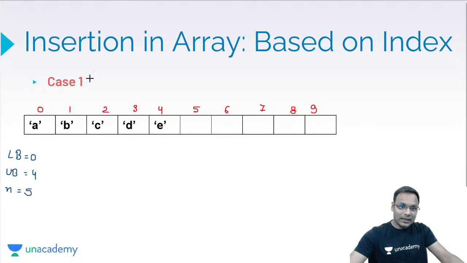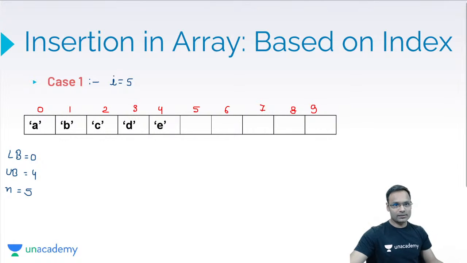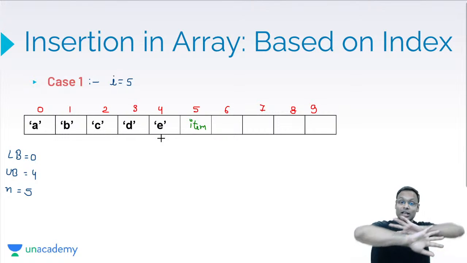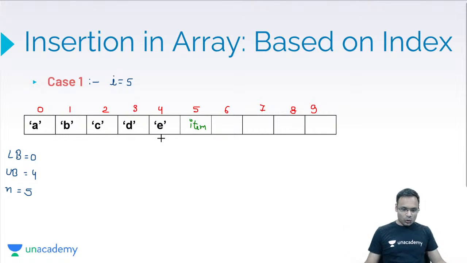Suppose case number 1 says I is given as index 5. Is it possible to insert another element at index 5? Yes. If I is equal to 5, there is no problem. Whatever the element x, y, z, whatever the item given, I can insert it here directly. No tension at all.